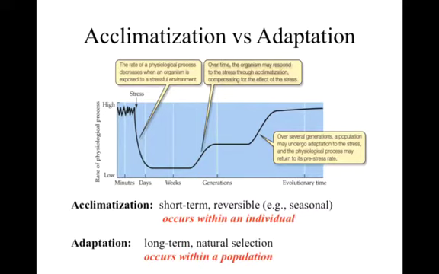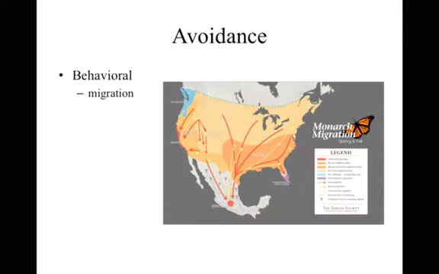Adaptation is a much longer term process that involves natural selection. Again, natural selection acts on these adaptations and allows them to increase in prevalence in a population undergoing particular stress that then enables that population as a whole to deal with the stress. And so this occurs within a population. It occurs on evolutionary timescales, hundreds, thousands, millions of years. Right.